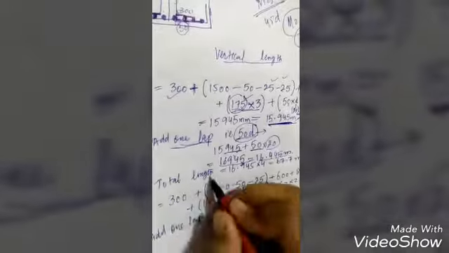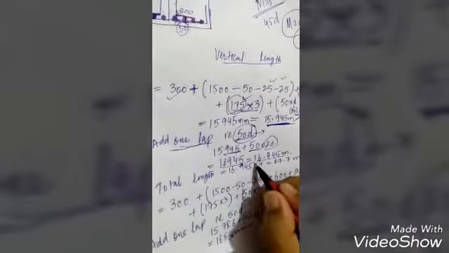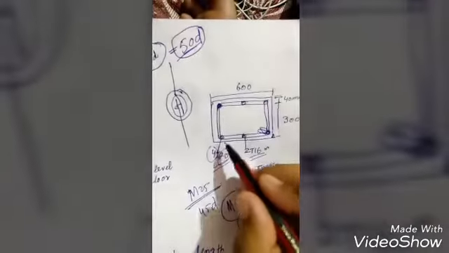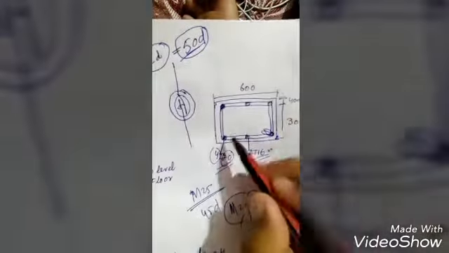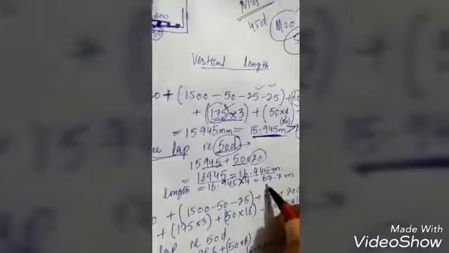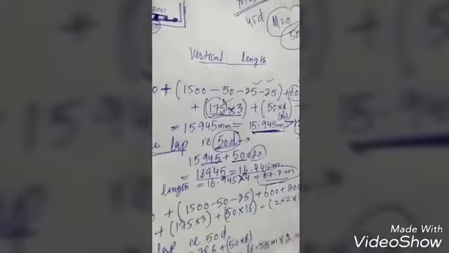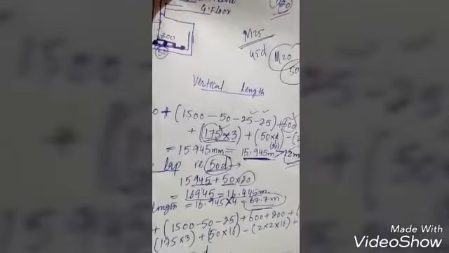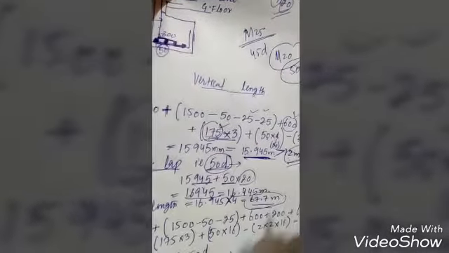So the total length will be 16.945 multiplied by the number of bars I have of 20 mm dia. 1, 2, 3, 4. So multiplying simply by 4, I get 67.7 meters. So I need a total length of 67.7 meters of bar.